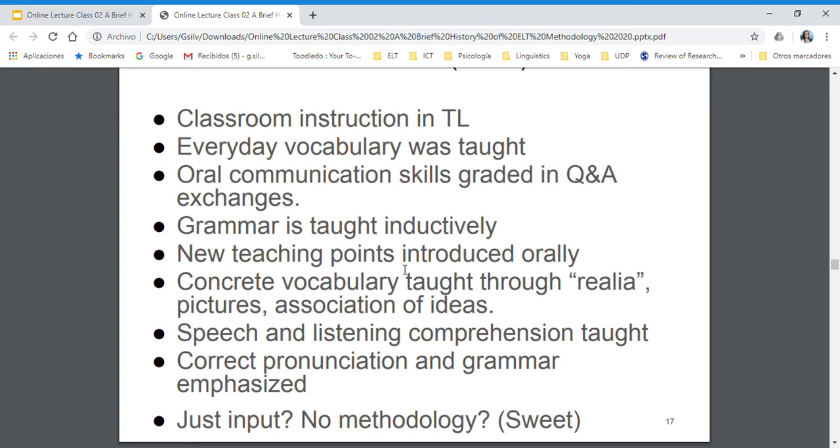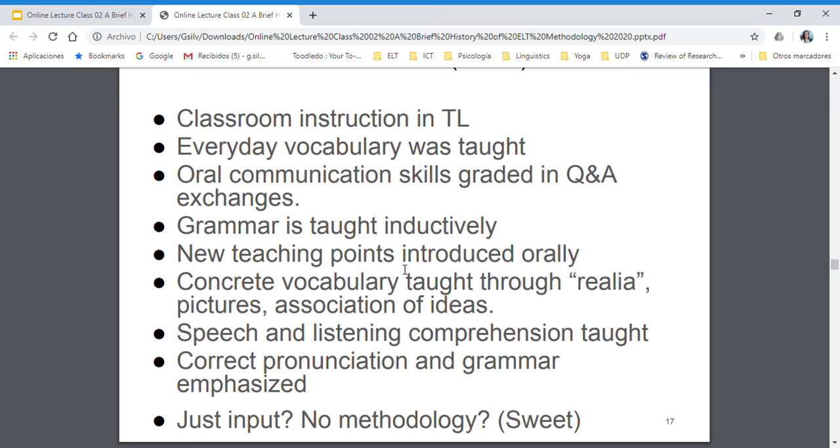So, the oral input from the teacher, then the learner has to learn how to listen first, just like first language learning. Before a child produces language, they are exposed to a lot of input and they learn to understand, and that comes before production. We're going to see that as part of another method later on.